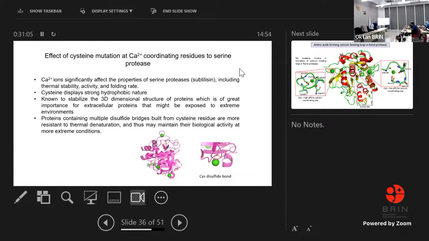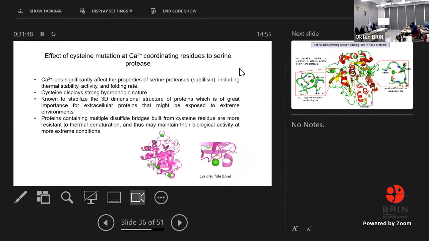There is a role of calcium that affects the properties of serine protease, in terms of thermostability, activity, and also the folding rates of these enzymes. Cysteine displays a strong hydrophobic nature and is also known to stabilize the 3D structure of the proteases. This is the function of cysteine as a calcium coordinating residue in mostly thermostable proteases.